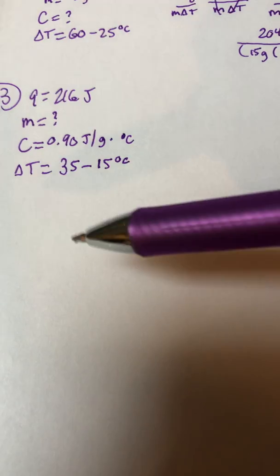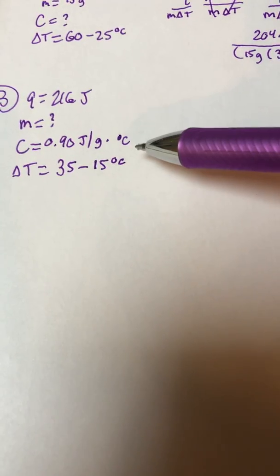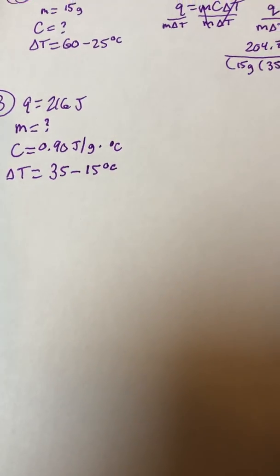And they want us to find the mass. They give us the specific heat. They told us it was 0.90 joules per gram degrees Celsius. So this one I don't need to worry about converting to Kelvin, since this is in Celsius and I have a Celsius in my units here.